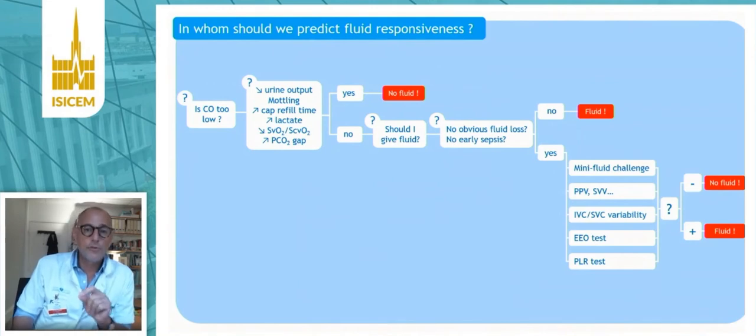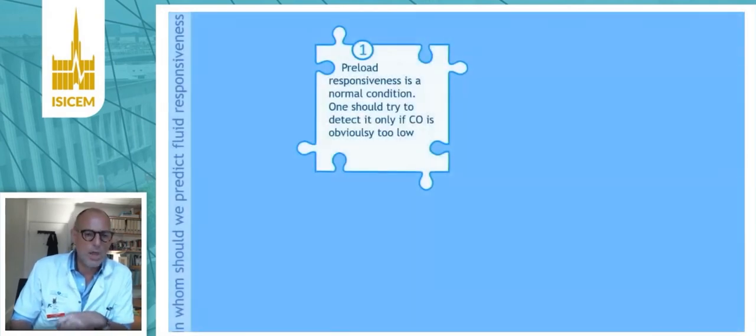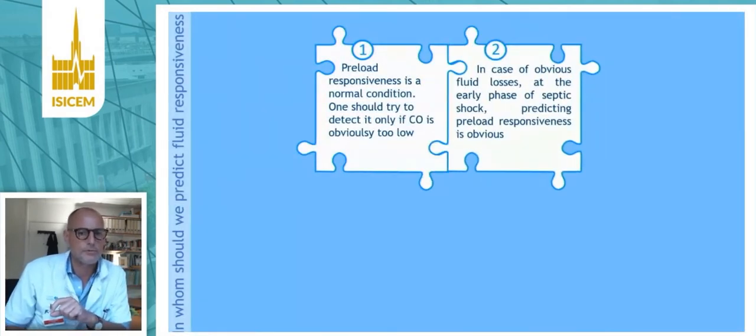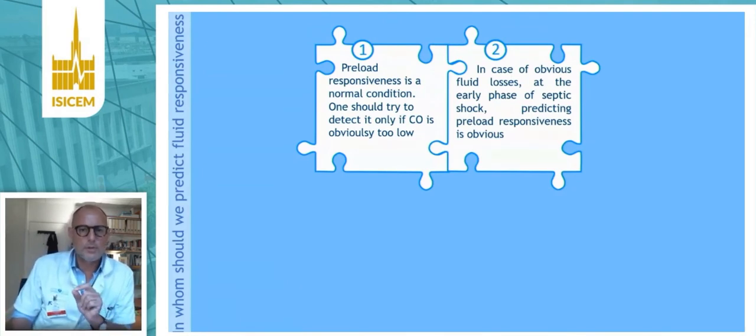In these cases, fluid responsiveness is obvious, and using any of the indices or tests of fluid responsiveness would perhaps regrettably delay fluid infusion. And again, I think it's an important message. In the case of obvious fluid losses or related hypovolemia, give fluid and that's all.